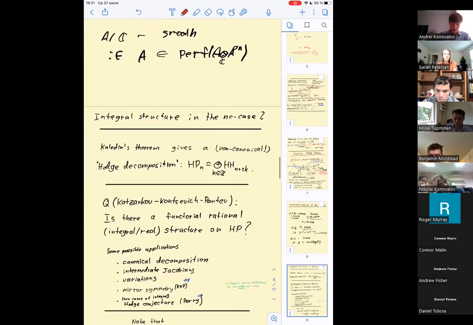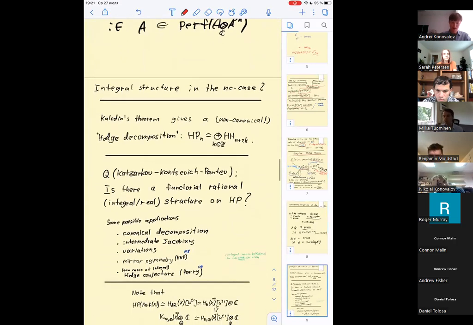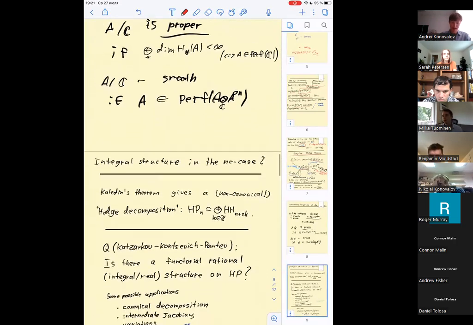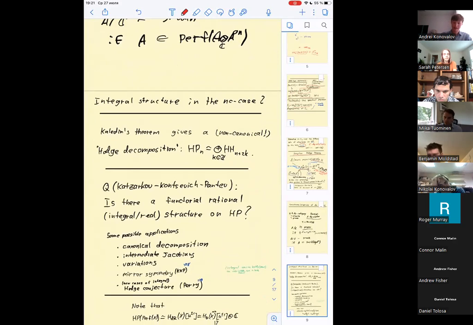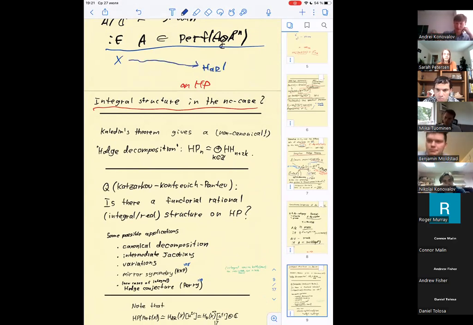So let me say something about the problem I'm actually most interested in. It's the problem of finding an integral structure on periodic homology in the integral case. So let's recall that whenever one has a smooth projective variety, or actually any variety over complex numbers, one has de Rham cohomology groups on X, complex valued, and one has, for example, Betti cohomology groups on X valued in Z.